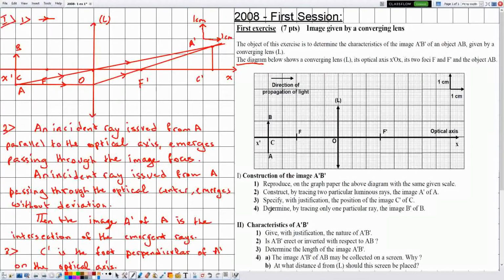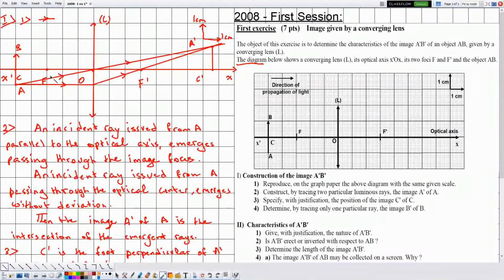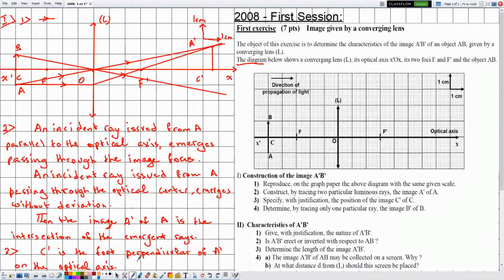Also, determine and tracing means that I need to trace and justify at the same time. So first let's do the tracing. They are telling me by only tracing one ray. Then let's consider a ray issued from B. We will take the easiest, which is passing through the optical center like this. Then this is a ray issued from B passing through the optical center. We don't forget arrows on light rays. Now they are telling me using this ray we need to determine the image B prime of B.